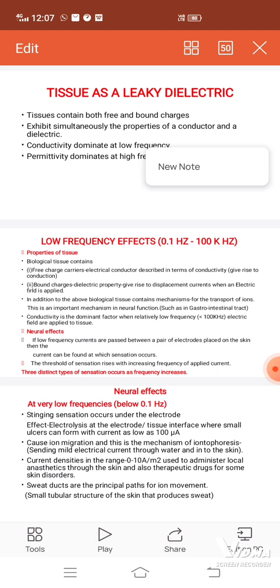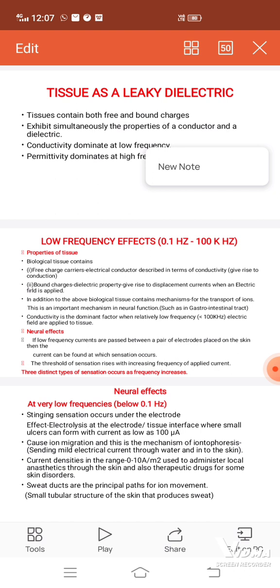Next, today we are going to see about the low frequency effects, that is between 0.1 hertz to 100 kilohertz. In that we are going to see about the properties of tissues, that is, what biological tissues contain. Biological tissues contain free charge carriers, which is an electrical conductor described in terms of conductivity, which gives rise to conduction. Second one is bound charges, which is the dielectric property which gives rise to displacement current when an electric field is applied.